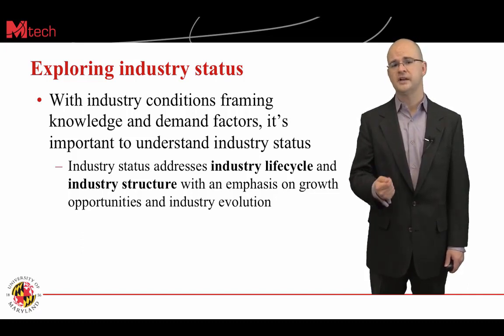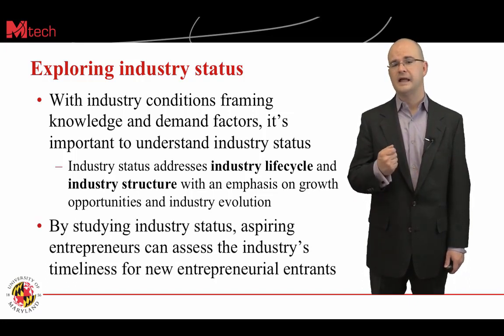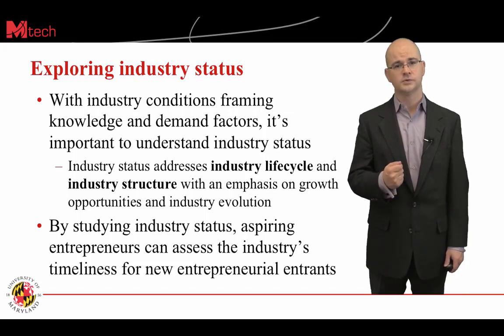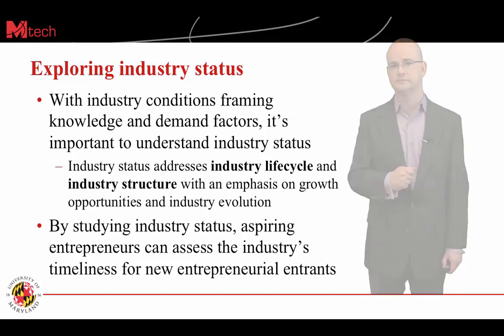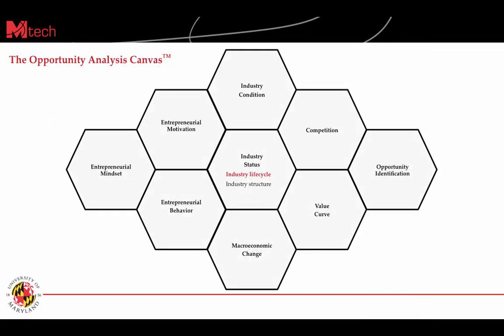Now we're going to transition into industry status and think about the influence of life cycle and structure. This gives us some insights into the rules of that industry, as well as some of the hurdles that we may face. And within the opportunity analysis canvas, this will introduce our discussion of the fifth element of industry status.